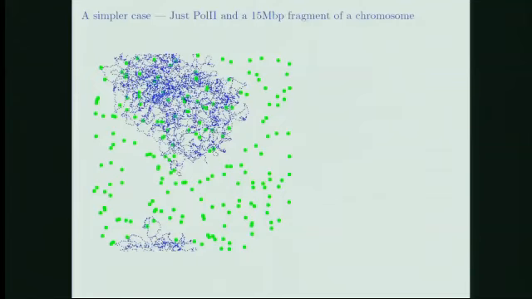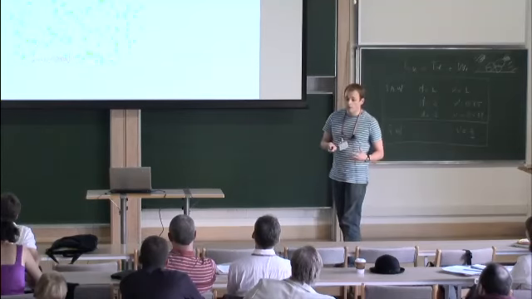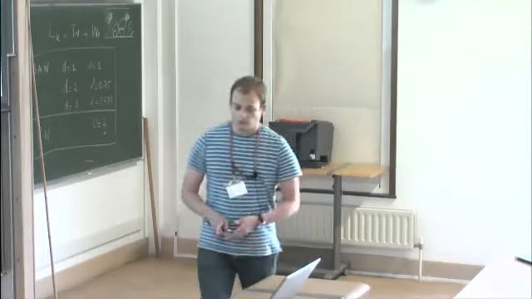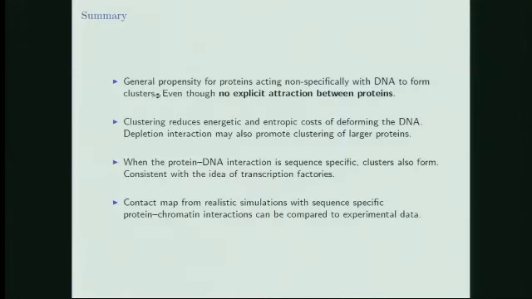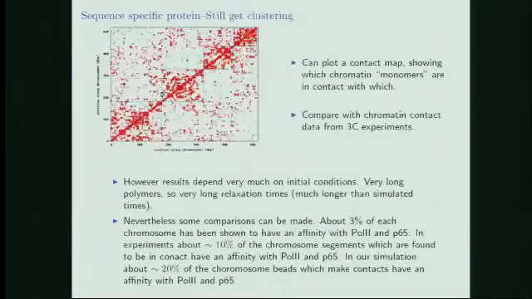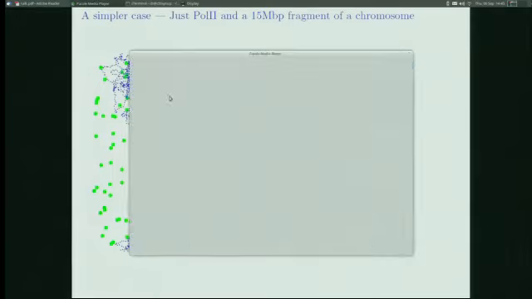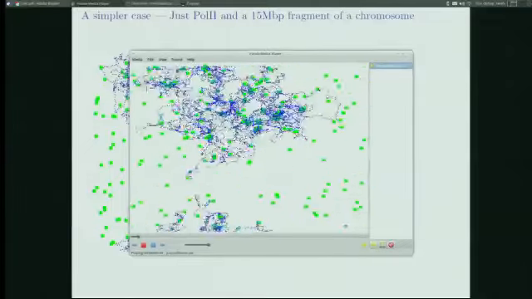So this is a chromatin fiber this time, but it's just a small fragment of one of the chromosomes. This is using the data where Pol2 likes to stick to the chromatin, so we're only including one of the two proteins which I mentioned before. Let me play that video. Okay, so the proteins here like to stick to some parts of this fiber.